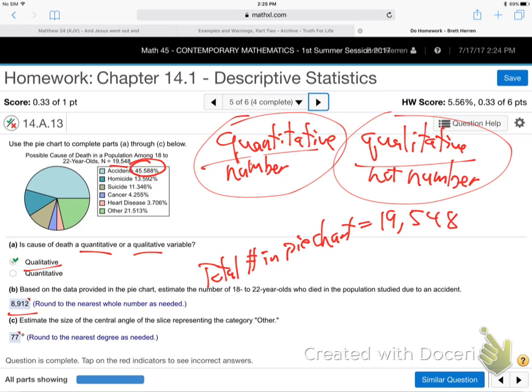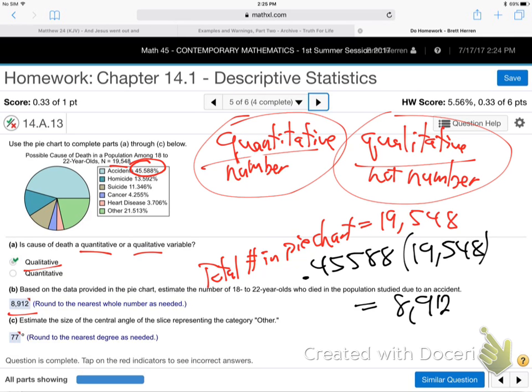That's what it's about. So therefore, if it says accidents happened, 45% of them. So you've got to take the 0.45588. Is that right? Yeah. Change it back into a decimal. Move the decimal back 2 places and multiply by the 19,548. And I guess that's where I got the 8,912. Round to the nearest whole number. Everybody good on that? So it's the percentage, the part of the whole circle. 45%, 8,912, just under 9,000.